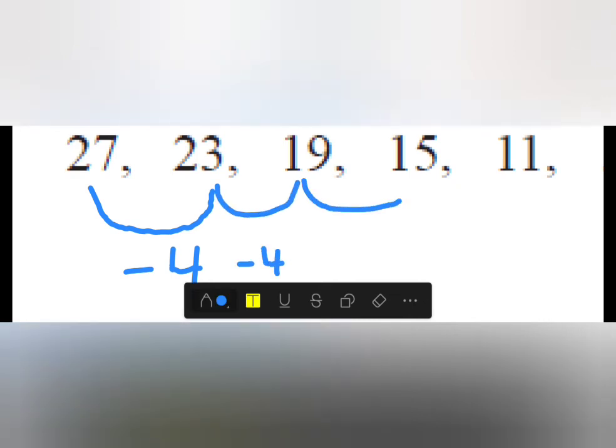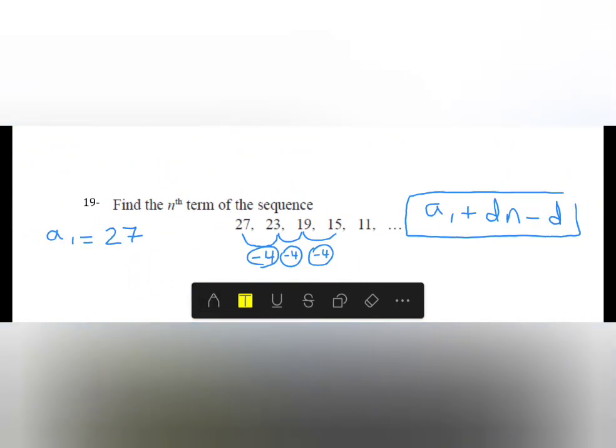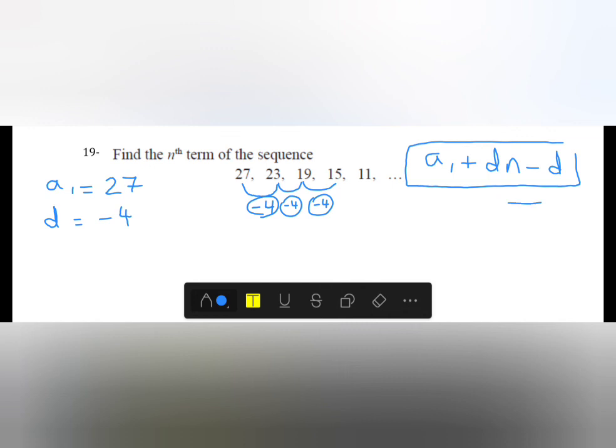Same idea, 19 became 15 by subtracting. So negative 4 is what? Very good, it's d, or the common difference. So d here equals negative 4. And focus on the sign because it's very important in sequences. Now we have a1 and we have d. We're going to use them with this formula here to find the nth term of a sequence.